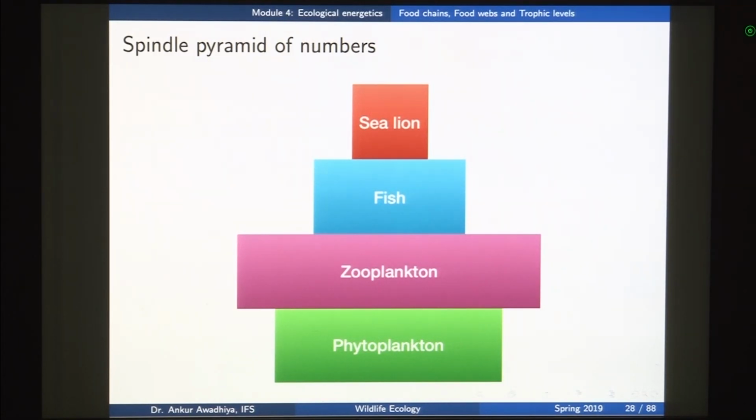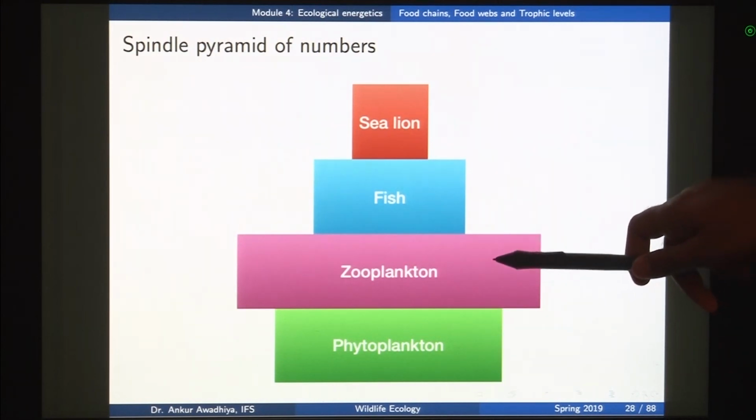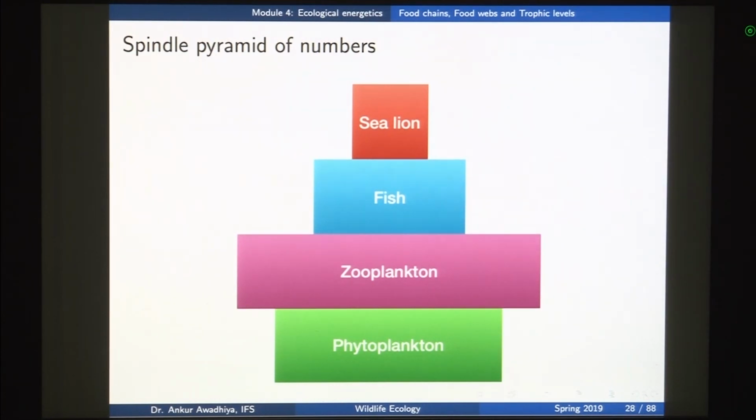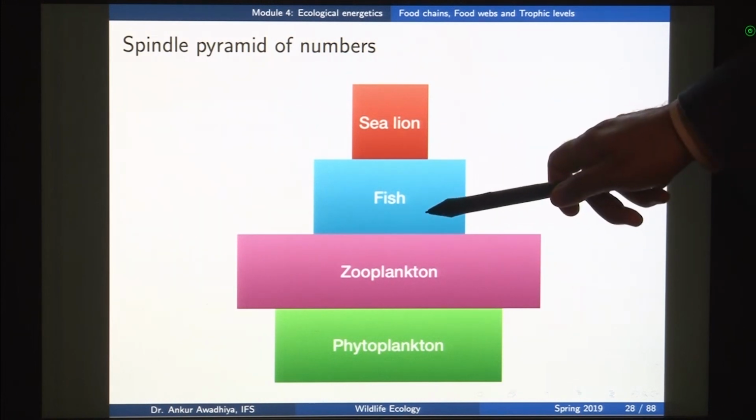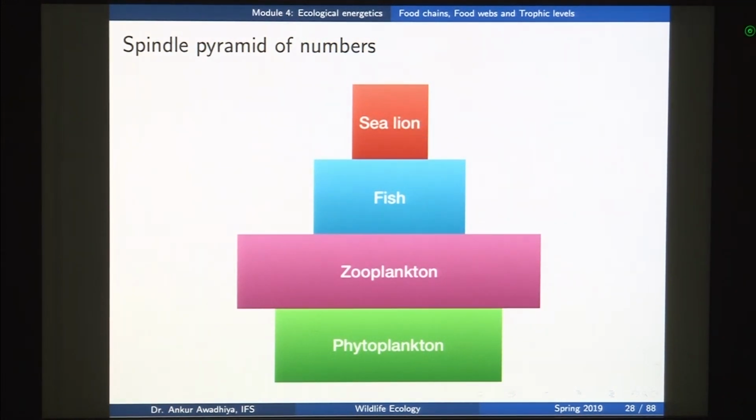So, when we look at a snapshot of this ecosystem, we will find that you have less number of phytoplanktons, more number of zooplanktons, and then these zooplanktons are being eaten up by the fish. So, the number of fishes is less, and then suppose these fishes are eaten up by a sea lion, in that case the number of sea lion is also less.